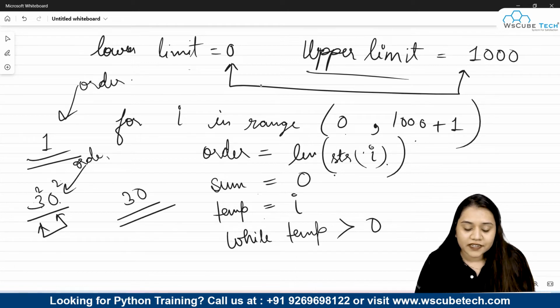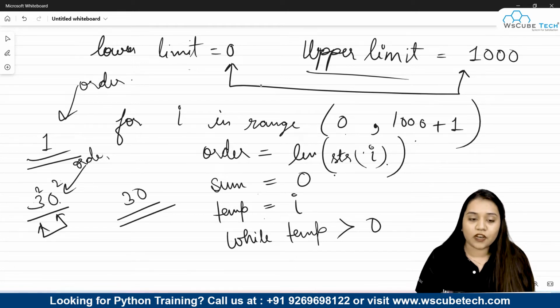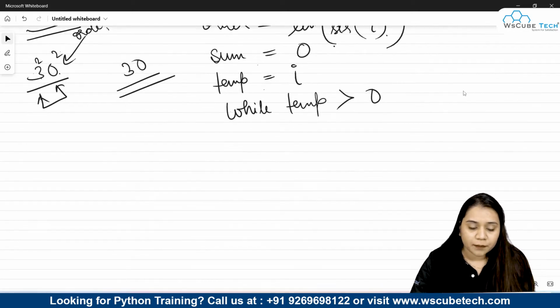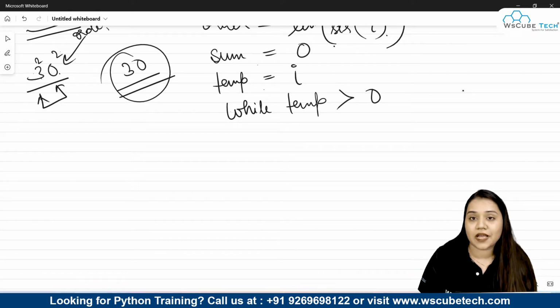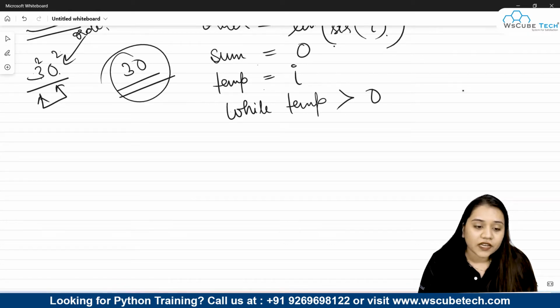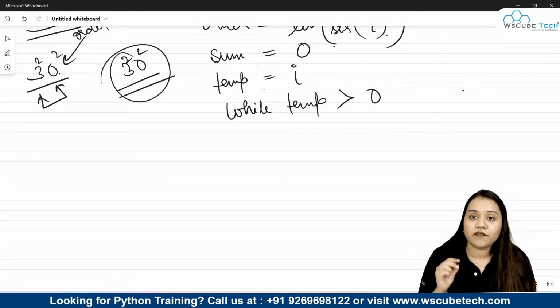So while 30 is greater than 0, till then we will be iterating. Now we will be checking if this number is an Armstrong number or not. How do we check that? We need to take its square and add it inside the sum. So how to find its square? We cannot take the square of both the numbers at one time. We need to obtain one number at a time.